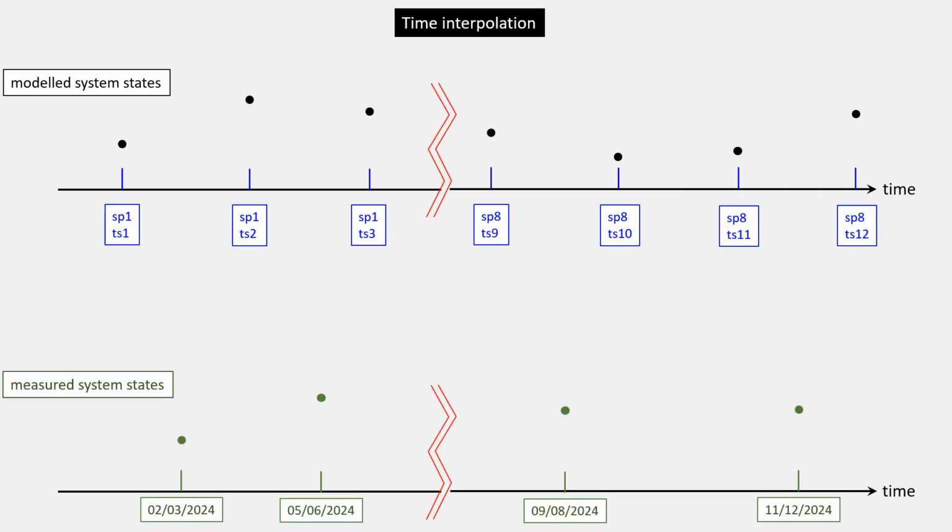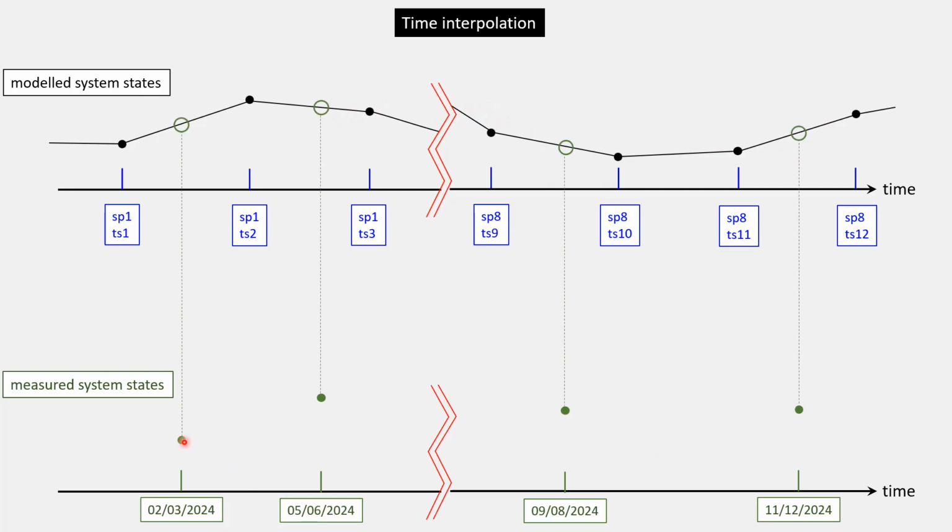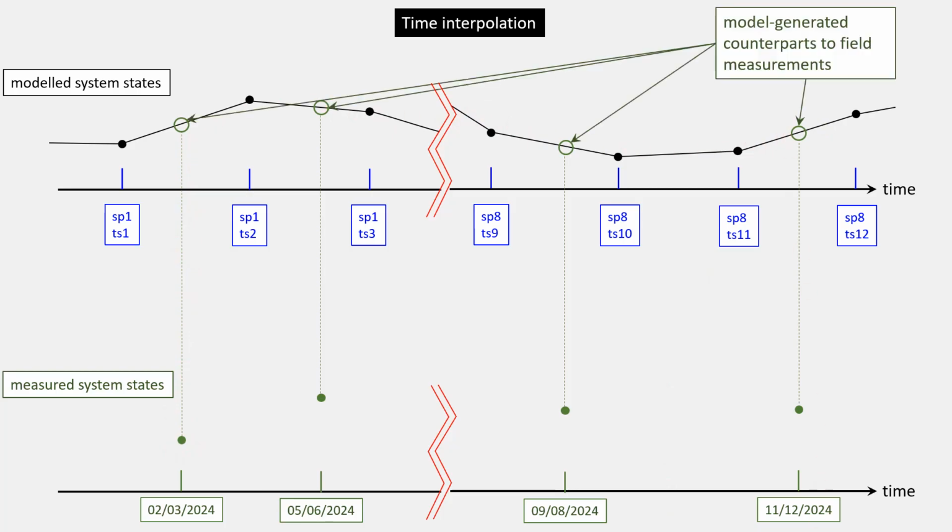On the other hand, field measurements can be at arbitrary times, arbitrary dates, arbitrary times on those dates. So time interpolation is, as I said, linear. We join these points at which we have model calculated system states and do linear interpolation to the times at which we have field measurements. We therefore have model generated counterparts to field measurements.